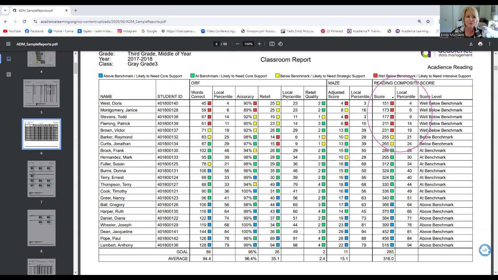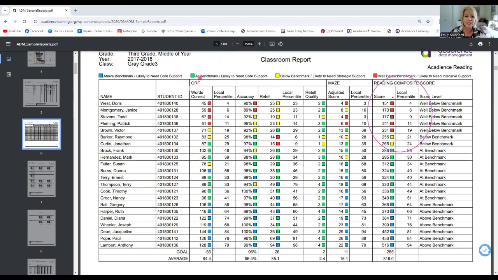So I then have to go over to these individual scores. You can see we've got the oral reading fluency and the maze. These are the two measures that are collected in third grade. With the oral reading fluency, I am looking at the words correct per minute, the accuracy, the retell, and the retell quality. So four different scores. The maze, I am getting one score, okay?